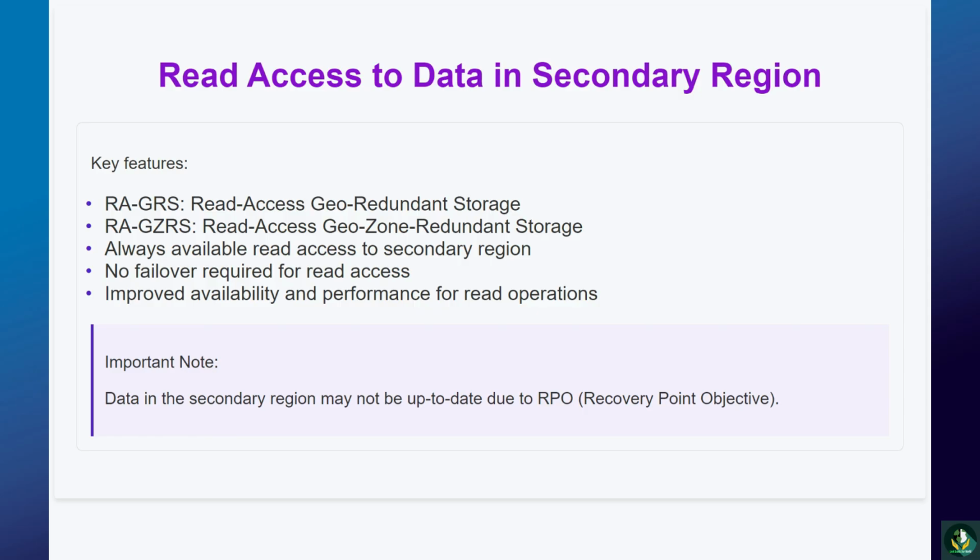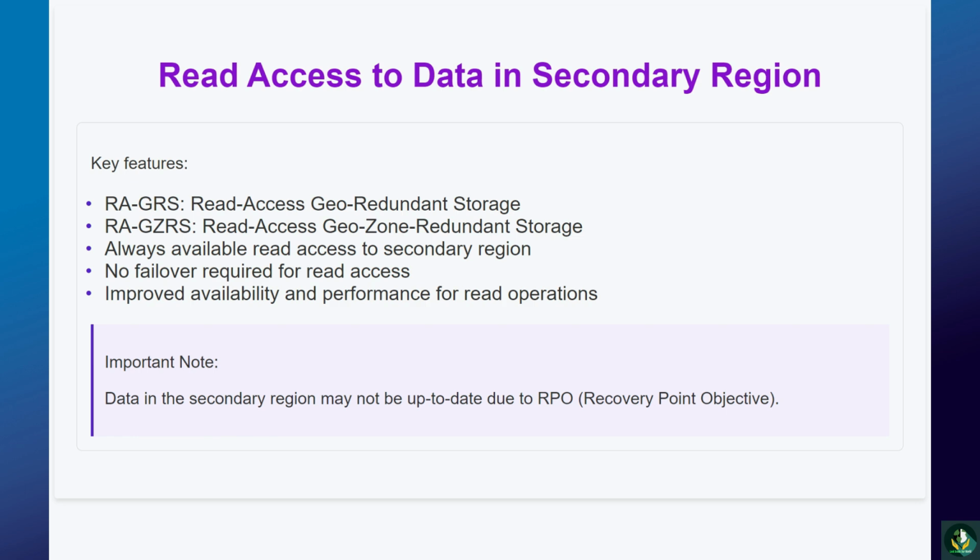Data in the secondary region is always accessible for read operations, even when the primary region is running optimally. No failover required. You can read data from the secondary region without initiating a failover process, reducing complexity and potential downtime. Improved performance. Allows for geographic distribution of read workloads, potentially improving performance for users in different regions. Enhanced business continuity. Provides immediate read access to data in case of issues with the primary region, supporting robust disaster recovery strategies.